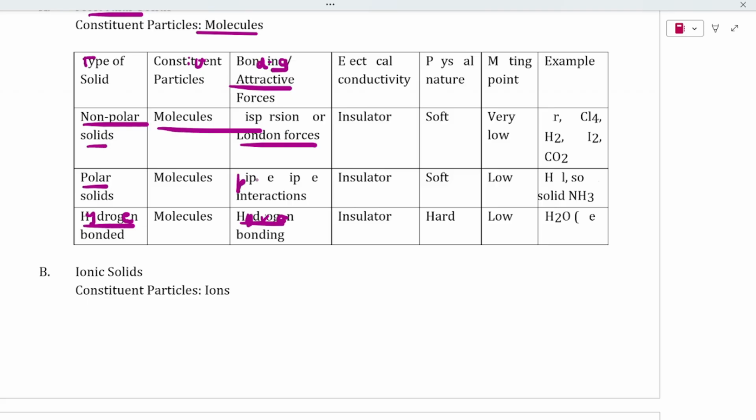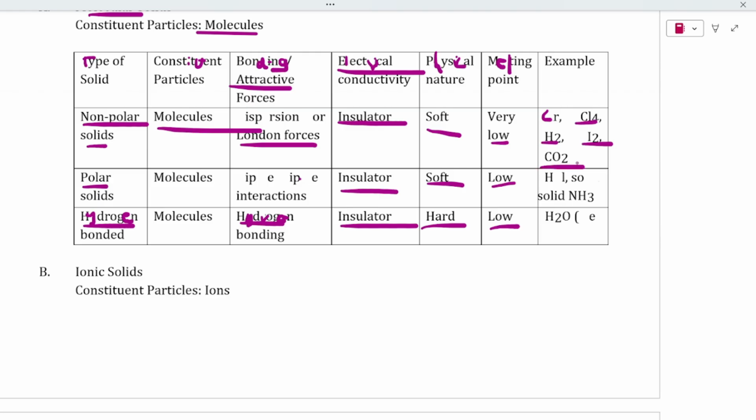Electrical conductivity: they are insulators. Physical nature is soft and hard. Melting point is very low, low and low. Examples are solid H2, I2 that is iodine, CO2 means carbon dioxide, HCl means hydrogen chloride, SO2, NH3 means ammonia, H2O means water.